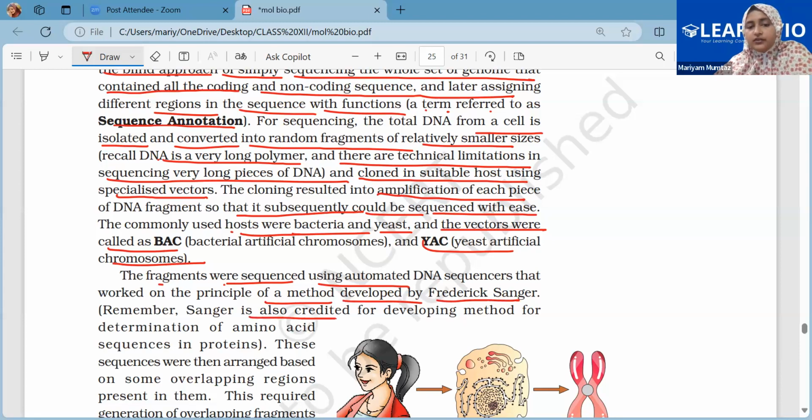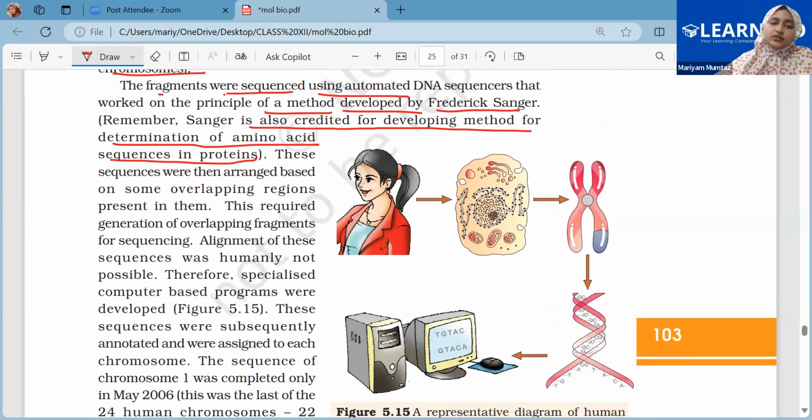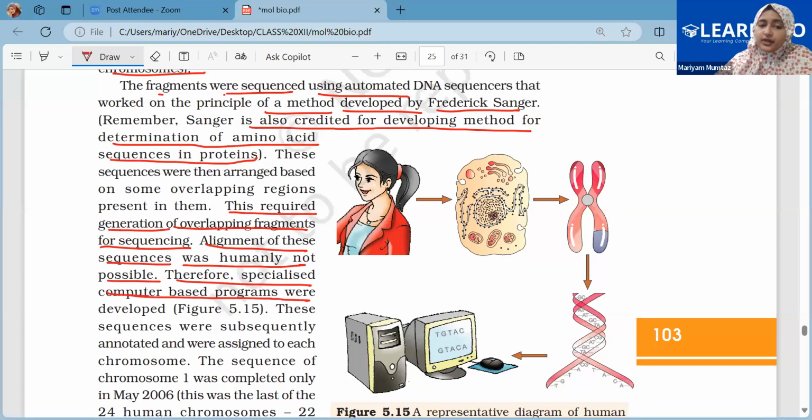Remember, Sanger is also credited for developing methods for determination of amino acid sequences in protein. Now, these sequences were then arranged based on some overlapping regions present. This required generation of overlapping fragments for sequencing. Alignment of these sequences was humanly not possible. Therefore, specialized computer-based programs were developed for the entire alignment of the sequences that were found.